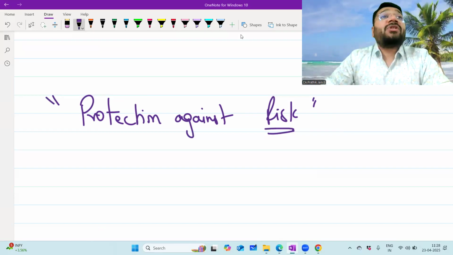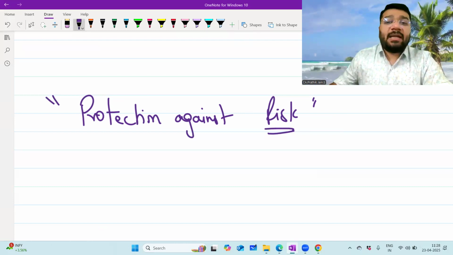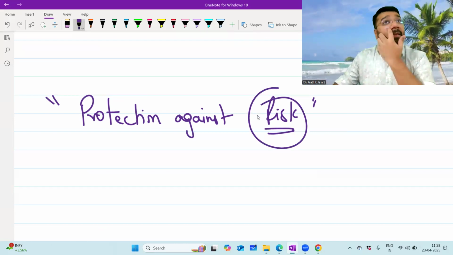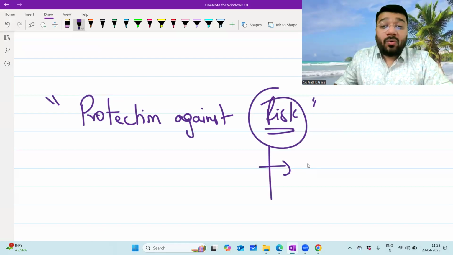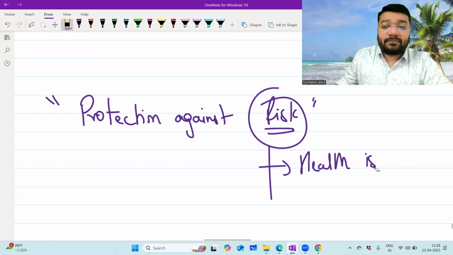That's when you reach out to an insurance company to seek help and protection. Now let us give some examples of risk. There's something called health insurance. What is the meaning of health insurance?